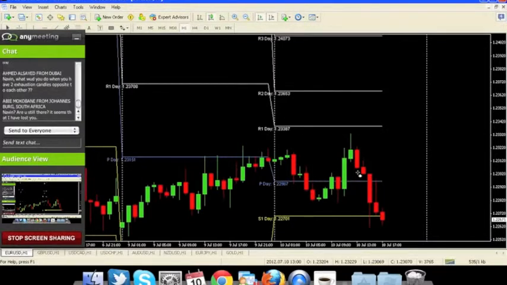Ahmed is saying, Naveen, what do you do when you have 2 exhaustion candles opposite to each other? Okay, that's an advanced question. We'll discuss that later. Abby is saying, Naveen, are you still there? It seems I have lost you. Can everyone still hear me and see my screen?